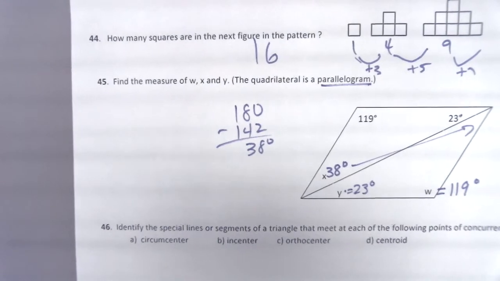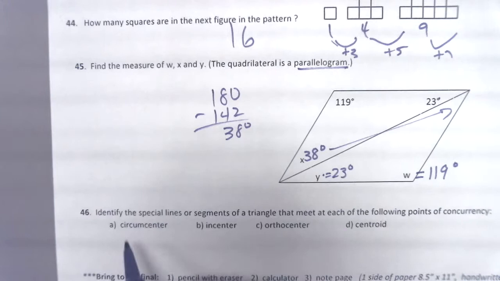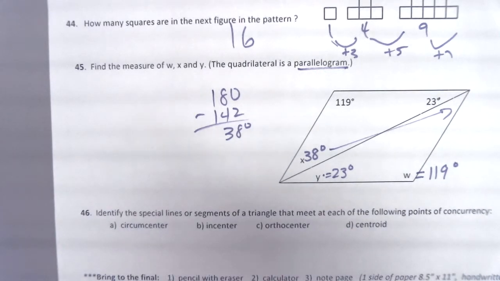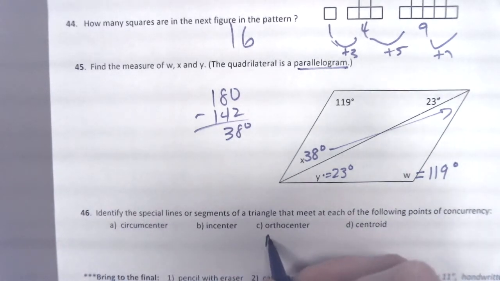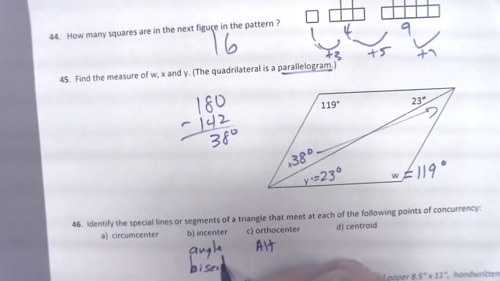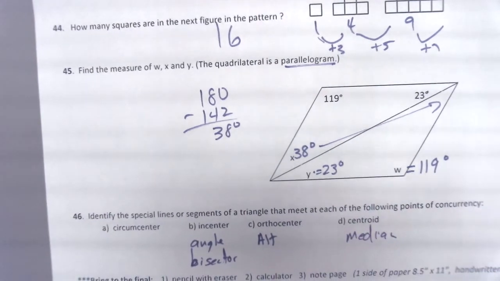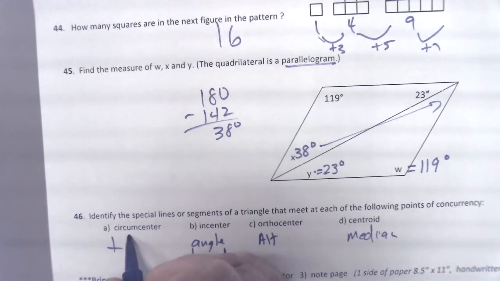Question 46. Identify the special lines or segments of a triangle that meet at each of the following points of concurrency. An orthocenter is an altitude. The incenter is the angle bisector. The centroid is the median. And the circumcenter is the perpendicular bisector.